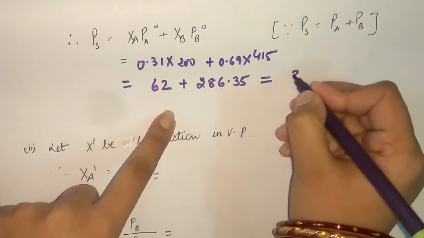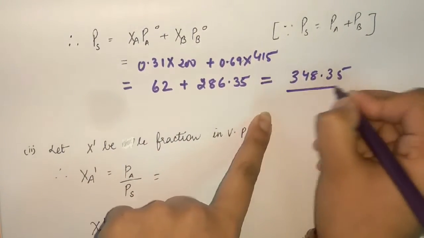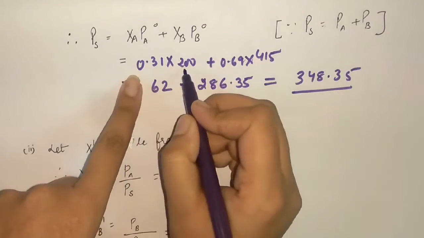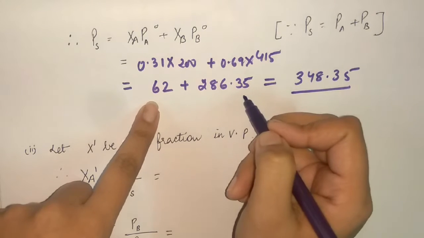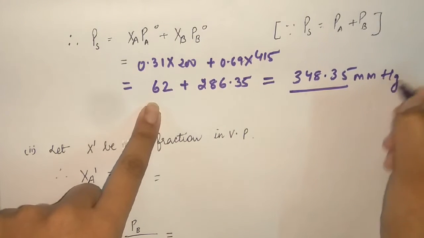So total is 348.35. When you add the two, 0.31 into 200 is 62. 0.69 into 415 is 286.35 approx. So this is the answer, in millimeter of Hg. This is the P total.